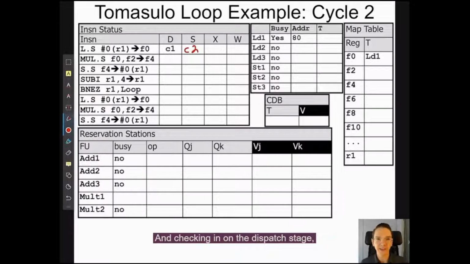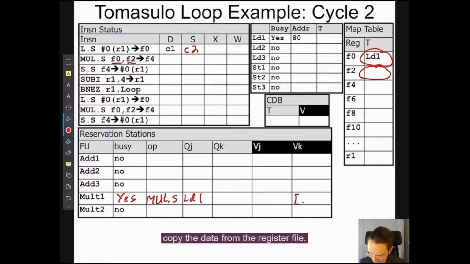And checking in on the dispatch stage, we pop another instruction from the fetch queue and find the multiply. So we need to allocate a reservation station. We have one available, this mult1 station. So we allocate it and copy the opcode into the relevant field. And the instruction reads F0 and F2, so we look to the map table to identify the location of these named registers. We have a tag for F0 of load 1, which we copy into the first tag field of this reservation station entry. And meanwhile, the map table for F2 has an empty tag, meaning the data is ready, and so we copy the data from the register file, indexed by the name F2.